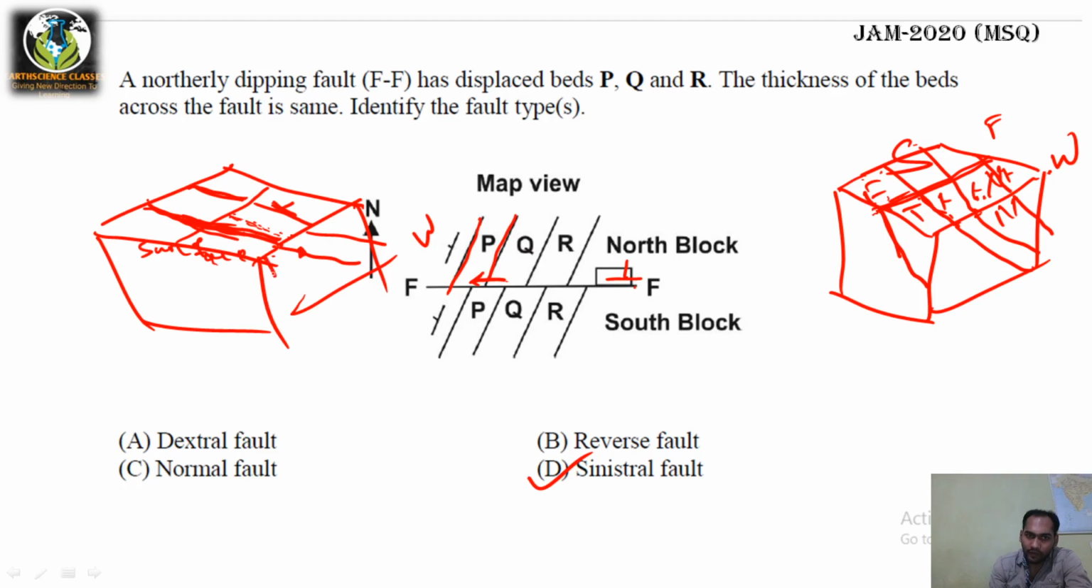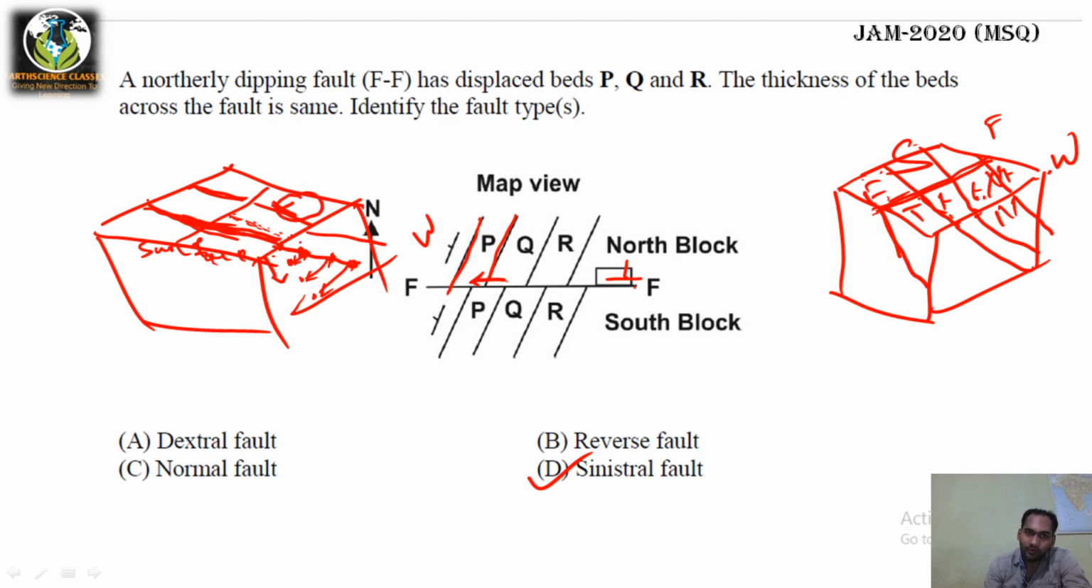As you move down, you can see the beds are moving. In the first case the bed is here, this is the contact, and it will move to here, this is the displacement. As you move down, the bed will displace, in the direction of dip of bed, right?